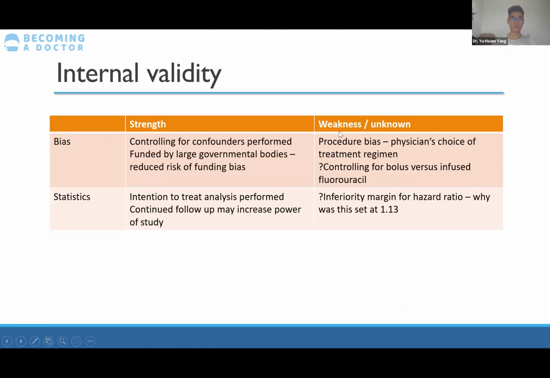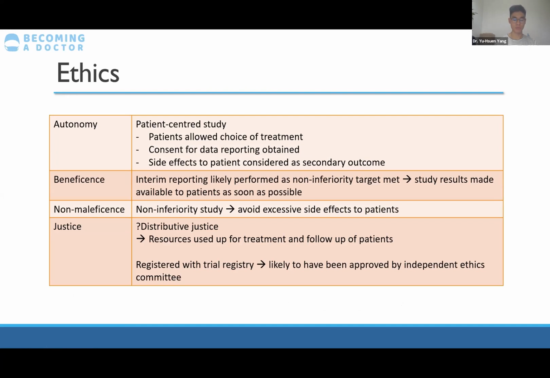Okay, cool. So let's talk about ethics. I think when you discuss the ethics of a study, you should talk about Beauchamp and Childress's 4 pillars of medical ethics. So I think I would structure my answer somewhat like this. In terms of the ethical elements of the study, I would use Beauchamp and Childress's 4 pillars of medical ethics to try and analyze the ethical elements of the study.